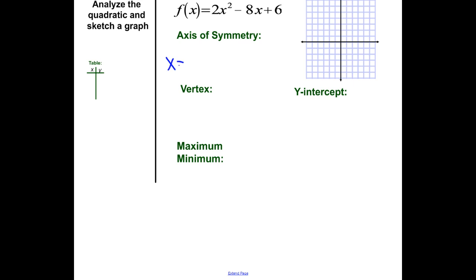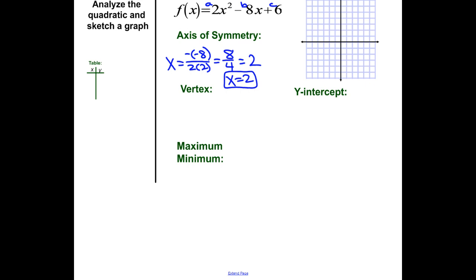So we're going to have x equals negative b over 2a, so a, b, c. Negative b, so negative negative 8 over 2 times a, which is going to be 8 over 4, which is 2. Our axis of symmetry, x equals 2.